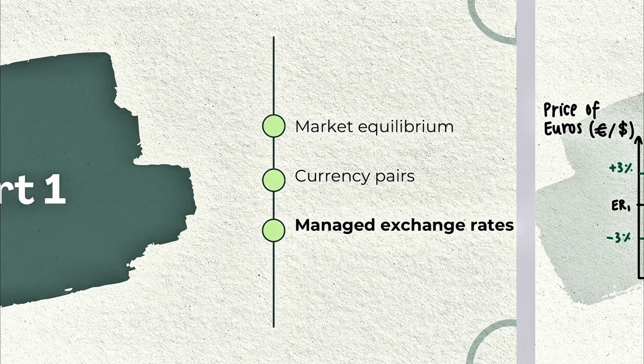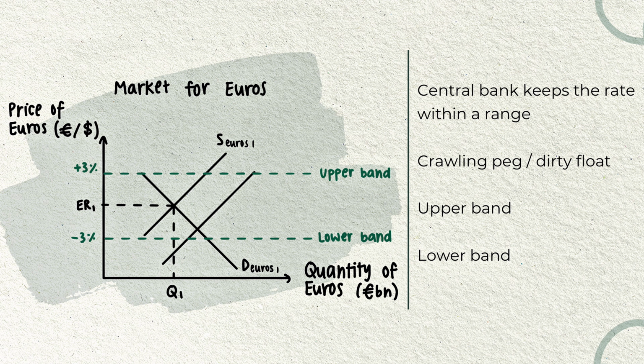Managed exchange rates. A managed exchange rate is managed by a central bank which keeps the rate within a certain range. This is also known as a crawling peg or a dirty float, and there is an upper band and lower band. In my example here, the upper band is 3% and the lower band is minus 3%. So if the exchange rate goes above any certain range, the central bank will have to intervene.